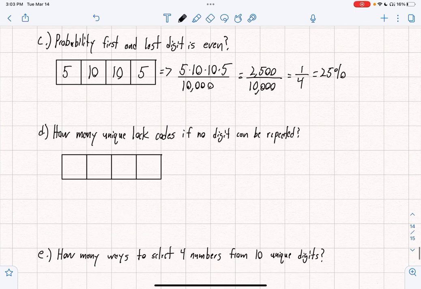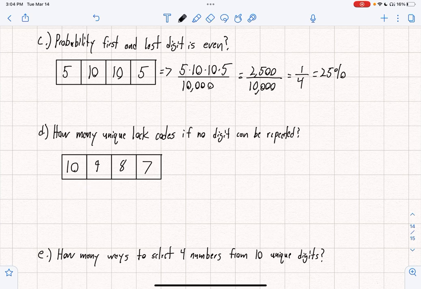Okay, how many unique lock codes can we have if no digit can be repeated? Okay, well, the first digit, there are no restrictions. We still have all 10 unique digits to pick from. But then for our second input, we only have 9 options to choose from. Right? If we can use 0 through 9 for that first input, let's say we use the number 9, well, then we're limited. Let's say we used the value 9 in the first spot, so that means we only have 0 through 8 left. And then we would only have 8 options for the third and 7 options for the fourth.